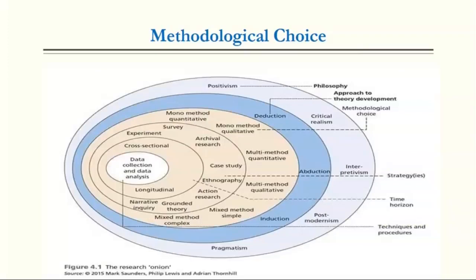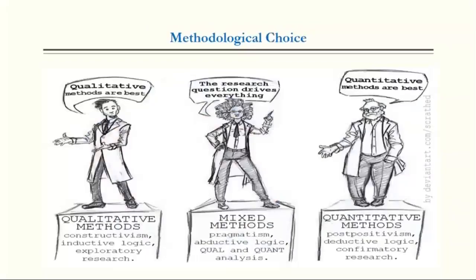Mono method means a single method, either quantitative or qualitative. Multi method is where you are going to use a combination. Within the quantitative, you can use two different quantitative methods, like survey and observation checklist. Similarly, with mixed methods, you are going to have both quantitative as well as qualitative. I've brought some examples here.